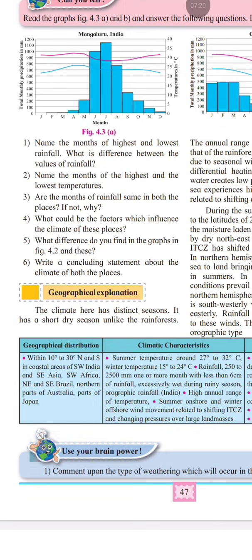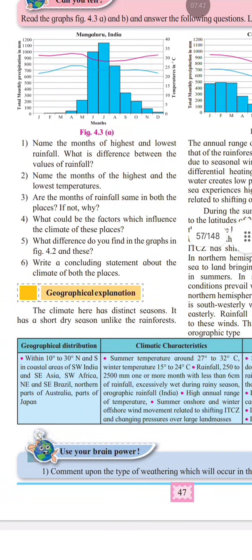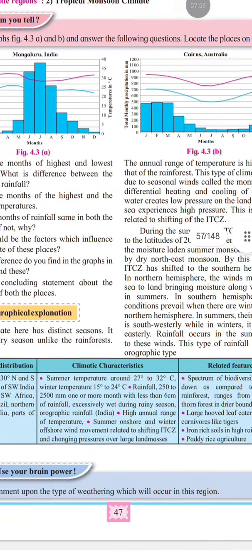Now, see Mangaluru, highest rainfall is in the month of July with around 1143 mm rainfall, and the lowest rainfall was found in the month of January. You can say January is the driest month, and because of this, the difference between the values of rainfall is 1143 mm.